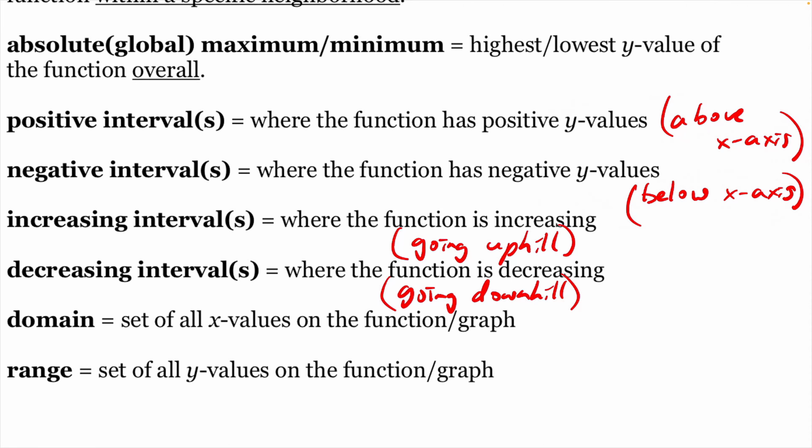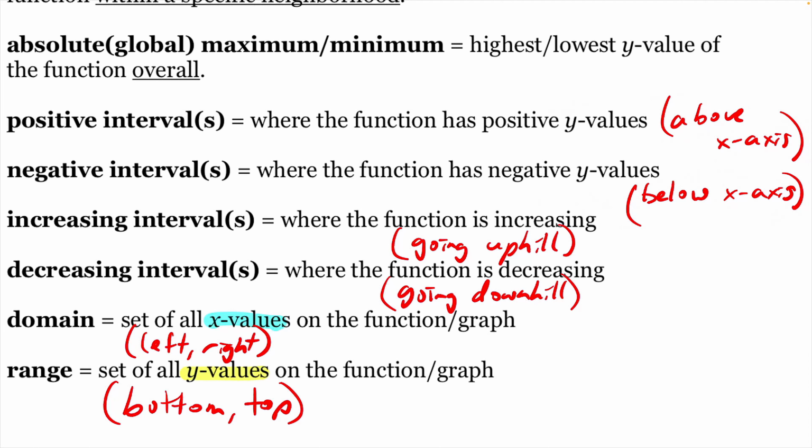Domain. So domain is all the x values. Range is all the y values. So the domain goes from left to right, and the range goes from bottom to top. I kind of wrote them up here too. All x-intercepts start something, comma 0. All y-intercepts start 0, comma something. That's how they always start.